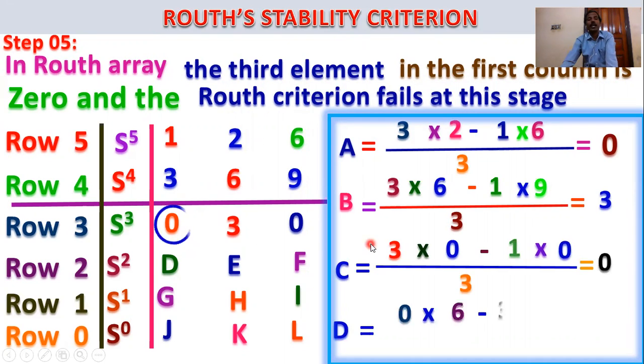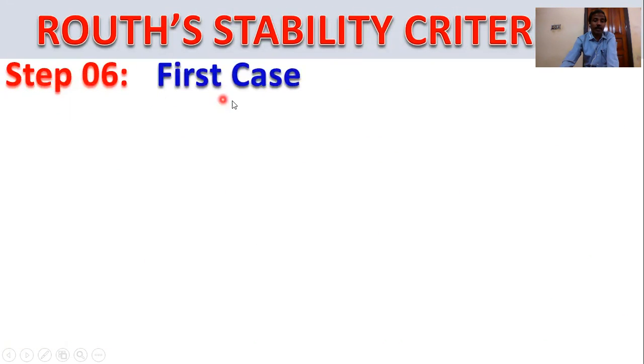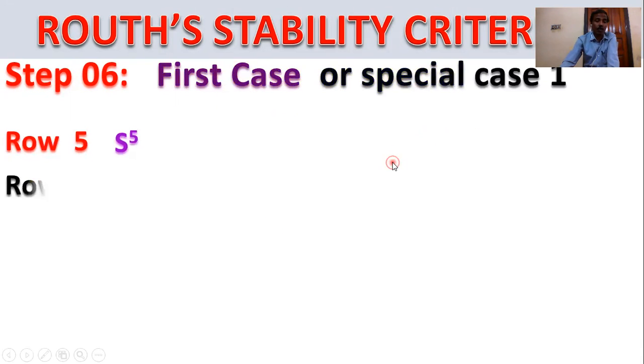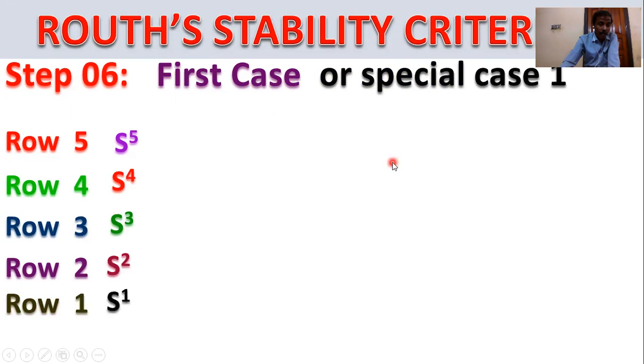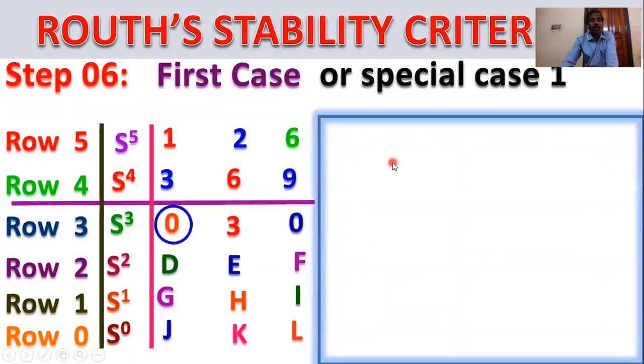So what is the process for solving? Next, step number 6, the first case or special case number 1. For S5, S4, S3, S2, S1, S0, put the values 1, 2, 6, and 3, 6, 9, and determine D, E, F, G, I. So what is the 0?